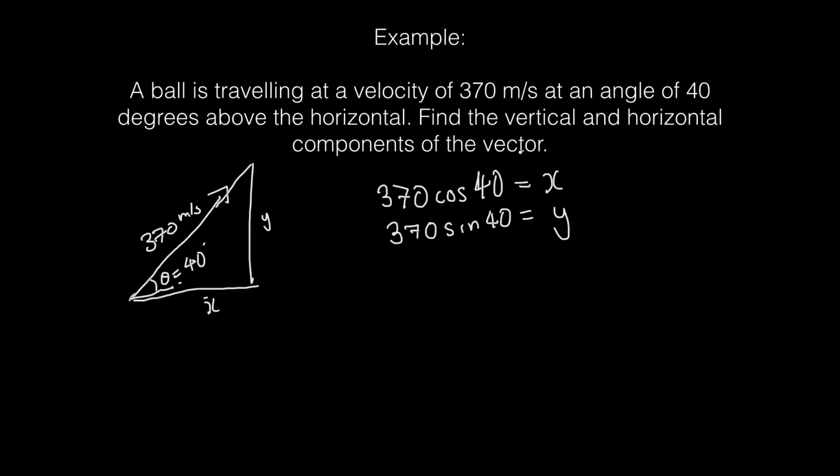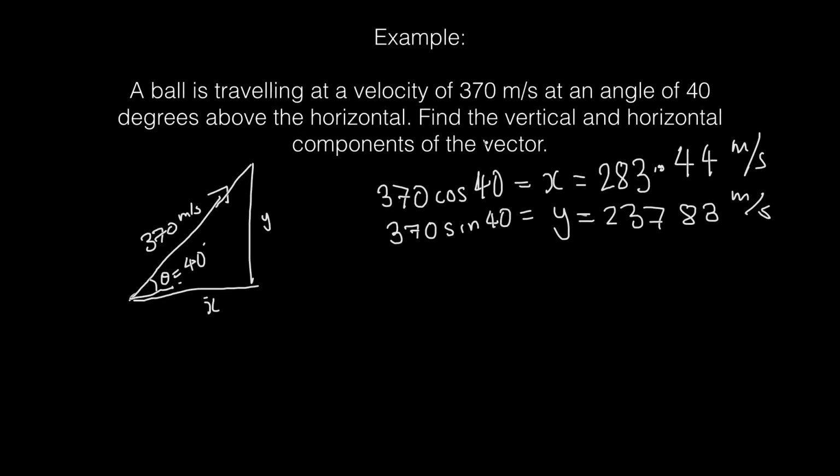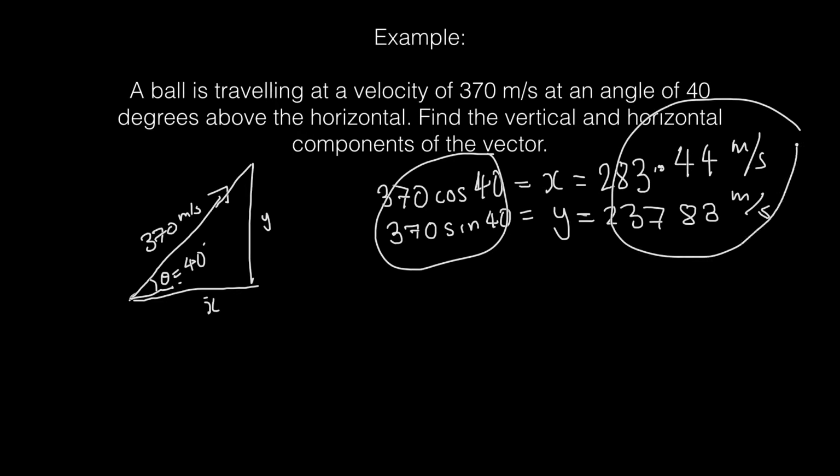Now you could go ahead and type that into your calculator, and what you would get is 283.44 meters per second. And if you type the sine into your calculator, you would get 237.83 meters per second. Now you could just leave it like this, or you could write it like this based on what you need for your specific test or quiz or whatever. So this is the more accurate answer.